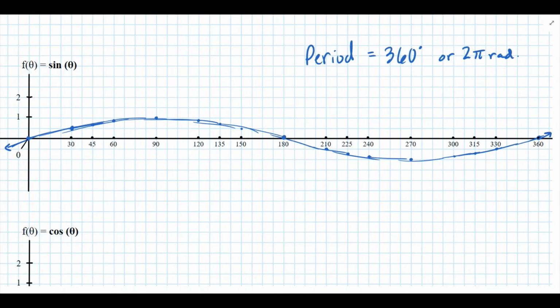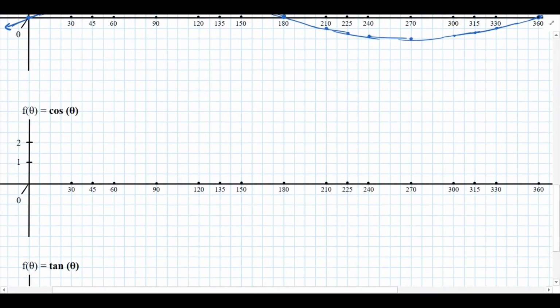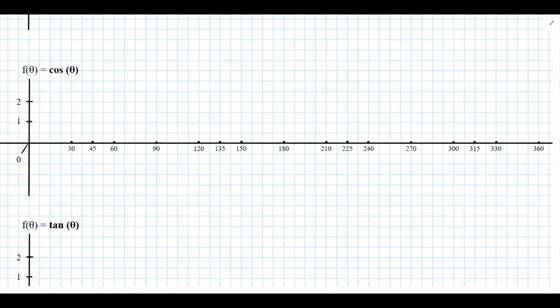Please use the coordinates from above to plot the cosine function. You will find a striking similarity between it and the sine function. Pause the video now and resume playback in a moment to check your work. As it turns out, the cosine function is the exact same shape as the sine wave, only shifted horizontally.